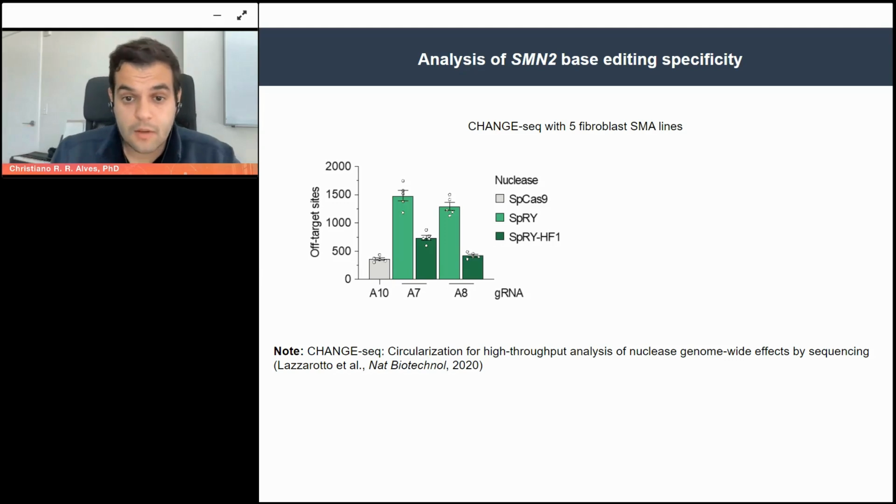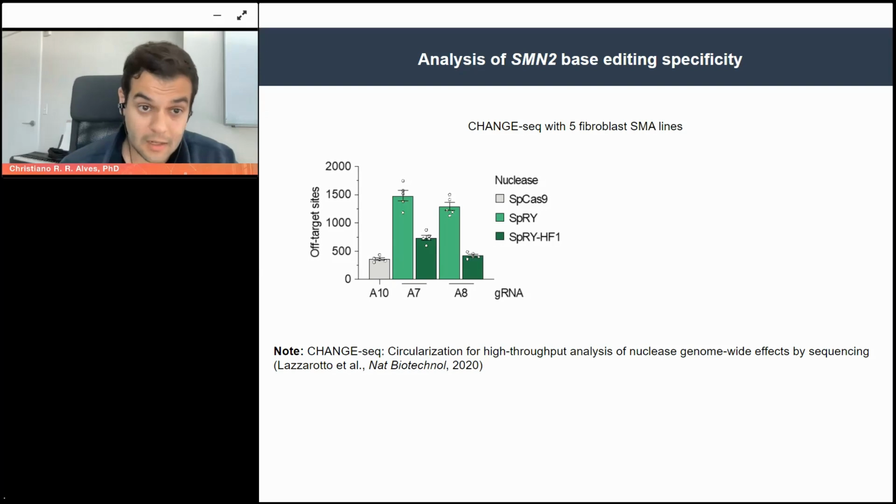So in this graph, if you look, the green ones are the ones using SpRY, the gray ones using wild type. So you can appreciate that when you use SpRY, which is the PAM-less variant, you have more targets nominated because they are not limited by the PAM site. So what we developed in the lab is actually this high-fidelity version of SpRY, which can bring those numbers of targets almost back to the wild-type levels, which is the darker green in this slide.